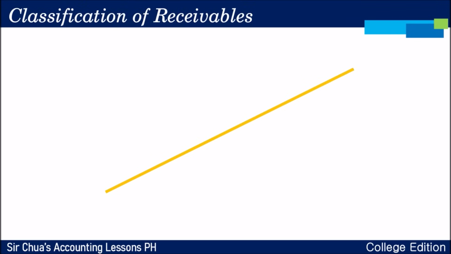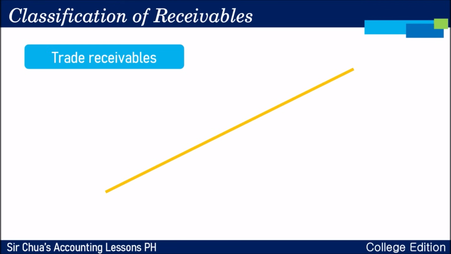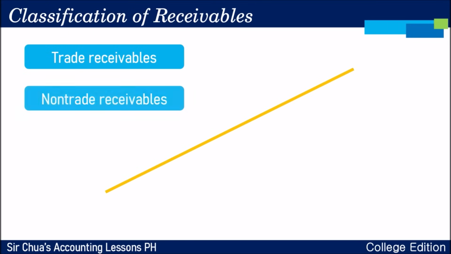So how do we classify receivables? First is trade receivables. Lahat po ng receivable na nag-a-arise from the normal operating procedures of the company, that would qualify as a trade receivable. And all other receivables na hindi po galing sa normal operations, like yung binanggit ko sa inyo kanina na advances to company officers or employees, then yun naman po yung example natin ng non-trade receivable.